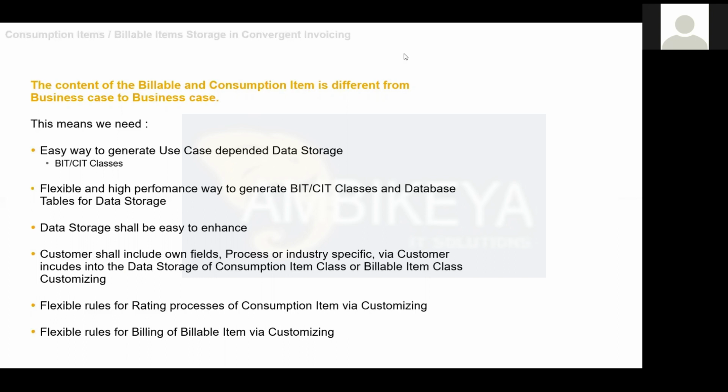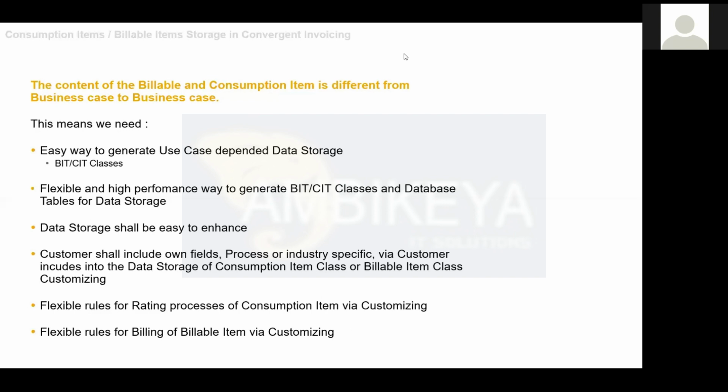And you are also highly flexible to generate database tables. This is also possible in a customized way for the industry-specific processes, because you are easily able to add customer fields to the general class structures with the help of customer includes. So with customer fields or industry-specific fields, with customer includes, you are able to design your data storage of consumption item classes and billable item classes as you want.